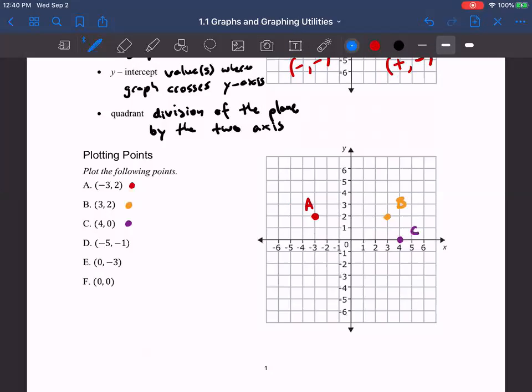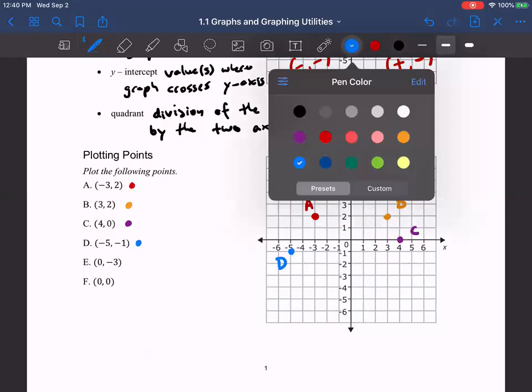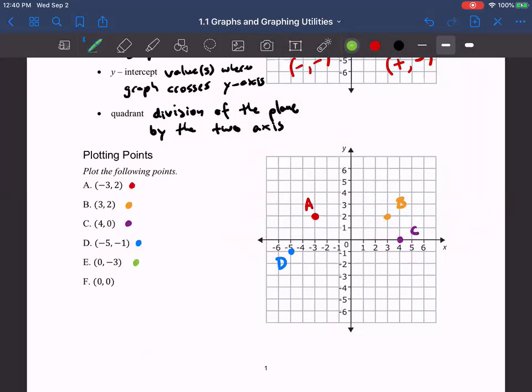And then next we have point D. I'll do that in blue. It's at negative 5, negative 1. So I have to go negative 5 that way and down negative 1 like that. And that puts me at that location. And that's point D. And then point E is going to be, let's do green. Point E is at 0, negative 3, so I go nowhere in the x direction and just drop straight down 3 in the y direction to go to that location. And so that's that point right there.